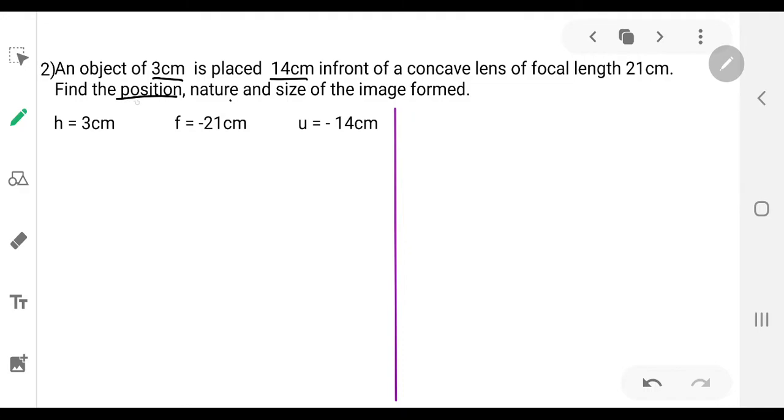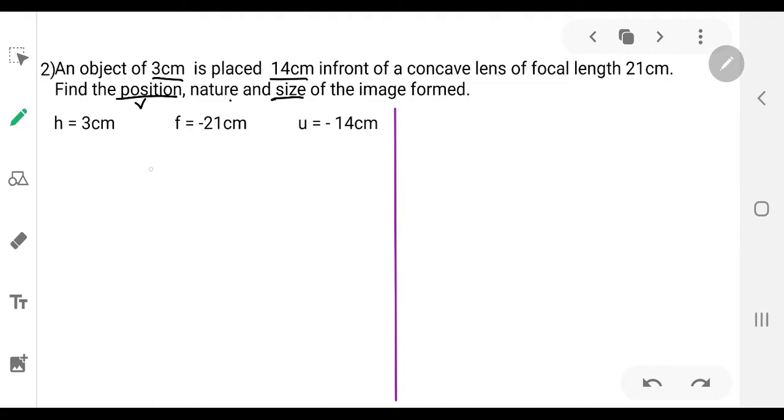So what all is asked? Position means V value, the image distance, is asked. Size of the image means H dash is asked. And nature means whether the image is real, inverted, or magnified or diminished. Whatever the nature is, you have to describe it at the end. So for our understanding, we'll draw the diagram of the given question.